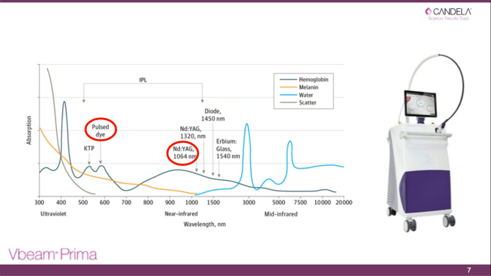As you very well know, these vascular lasers use oxyhemoglobin as a target. So using these lasers, they're going to heat up the oxyhemoglobin. This increase in the temperature inside the vessel is going to coagulate the vessel via endothelial damage, and this is going to cause a reduction in the vessel density of the skin.